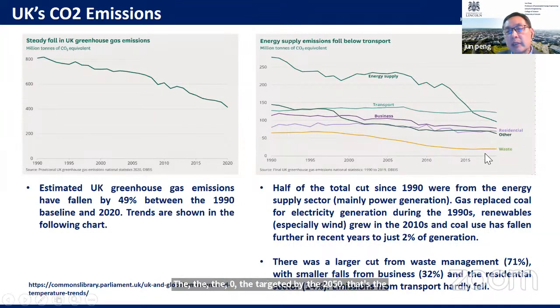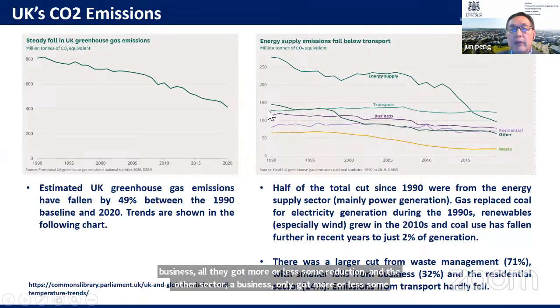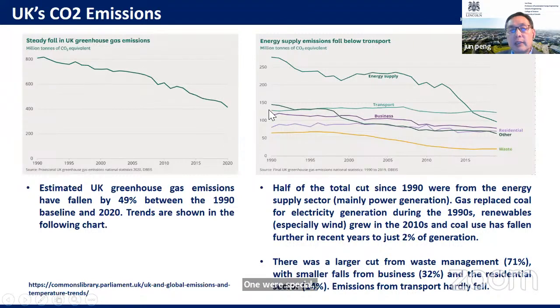How did they make this happen in the last 30 years before the 2020s? The main reduction of greenhouse gas emissions in the UK actually came from the energy supply sector. We can find here the energy sector's CO2 emission, probably 270 or 280 million tons per year, reduced to less than 100. Waste processing, the residential sector and business all got some reduction. One very special sector is transport. In the last 30 years before the 2020s, there was almost no reduction.